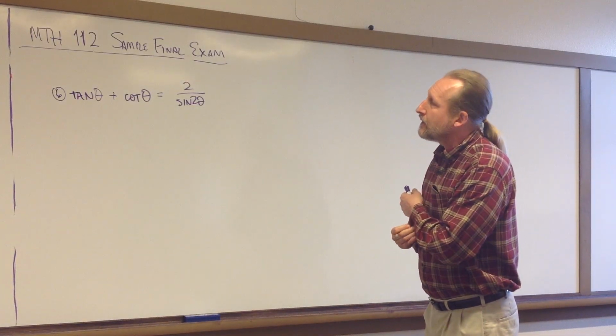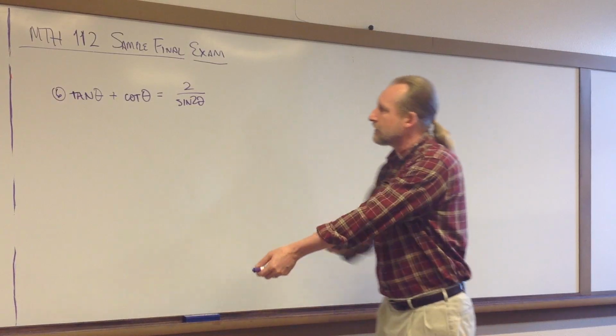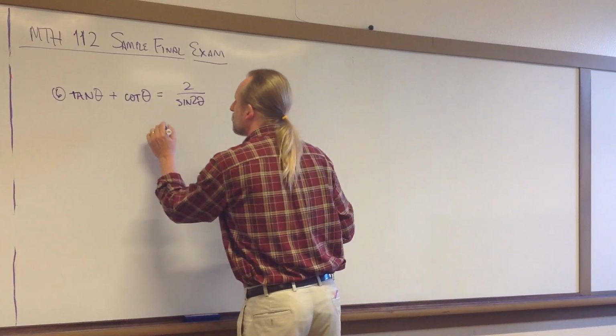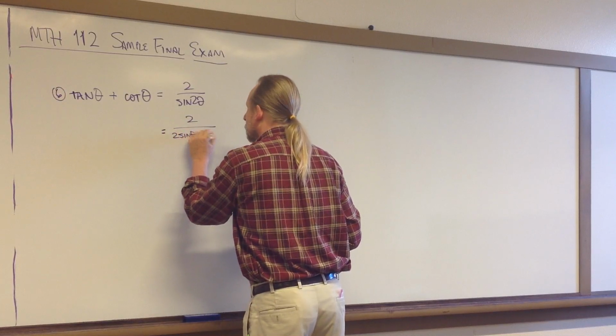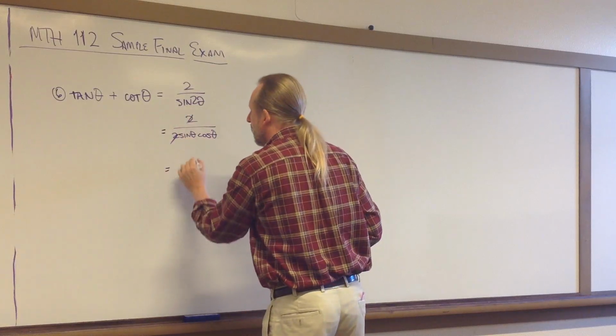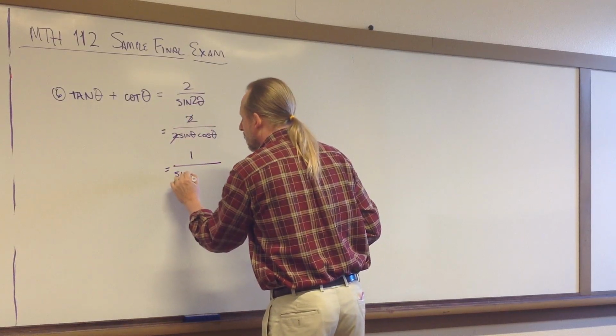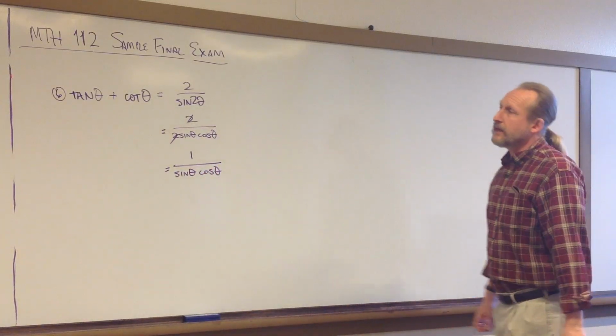All right? The immediately obvious identity I see is sine 2 theta. So we can go in and write this as 2 sine theta cosine theta. And if we do that, these 2's cancel each other out. Remember, that'll leave a 1 in the numerator and sine theta cosine theta in the denominator.